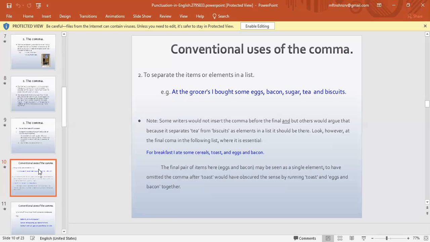Look, however, at the final comma in the following list where it is essential. For breakfast, I ate some cereal, toast, and eggs and bacon. The final pair of items here, eggs and bacon, may be seen as a single element. To have omitted the comma after toast would have obscured the sense by running toast and eggs and bacon together.